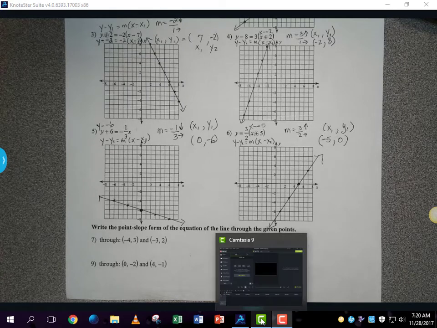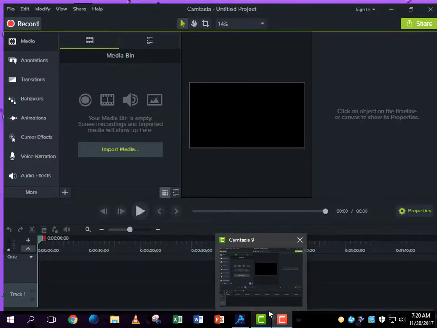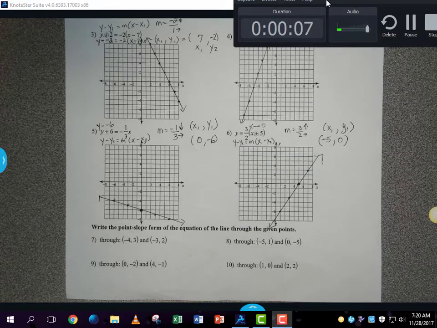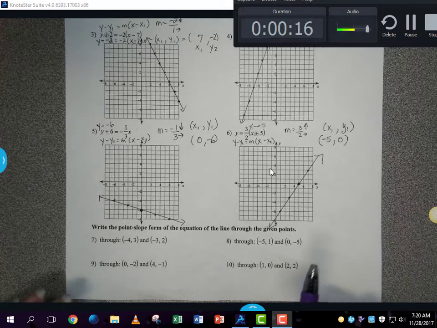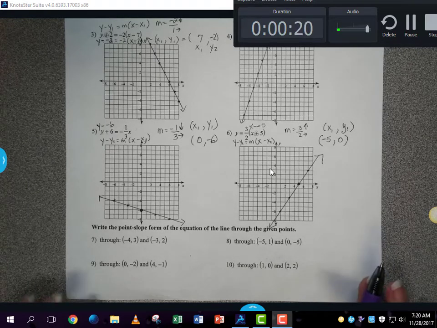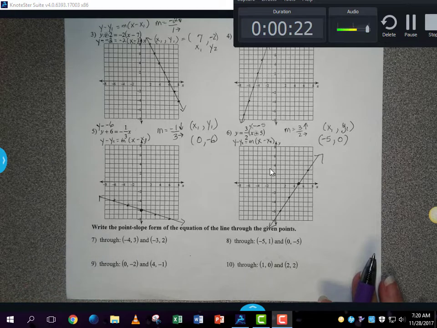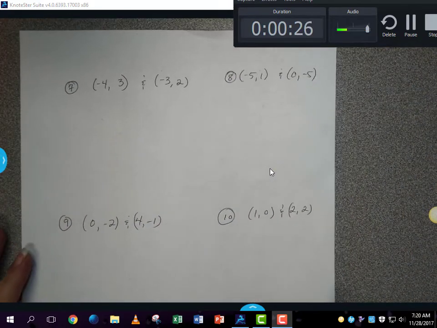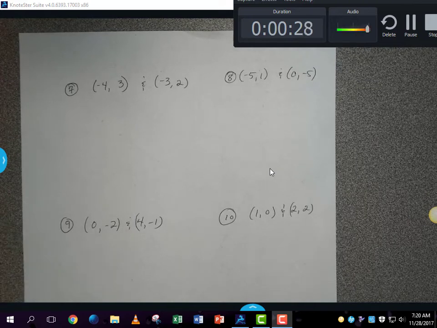Okay, the second part of this standard is to go through and, being given 2 points, come up with the actual equation for the line in the point slope form. So what I've done is, I need a little bit more space, and you'll need a little bit more space too. So I've written these 4 problems on the back. Okay, go ahead and put the video on pause and copy those 4 problems onto the back.